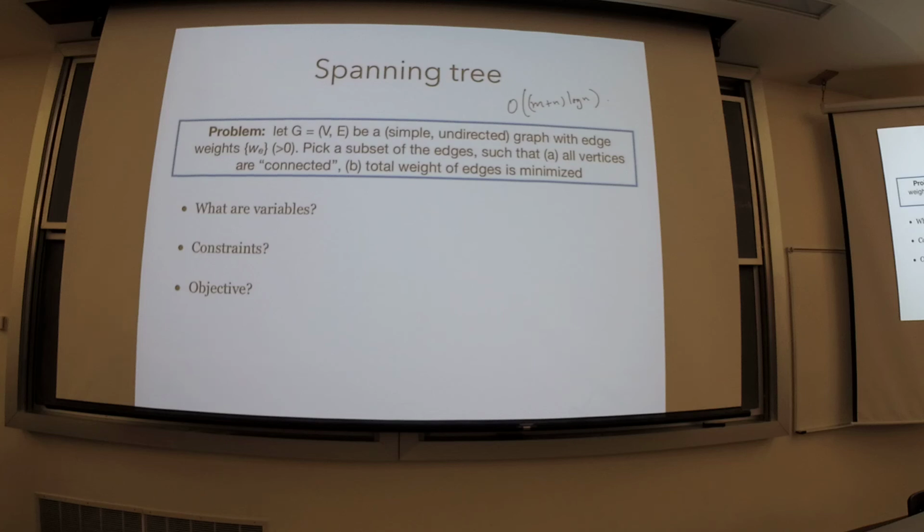I mean, the variables should be simple. It's just 1, 0 for each edge that you select. So now you are getting a good hang of how to pick the variables, right? The variables should tell you what your solution should be. You have to pick a subset of the edges, so your variables are clean. The variables are just x_e for every edge, and these are supposed to be binary.